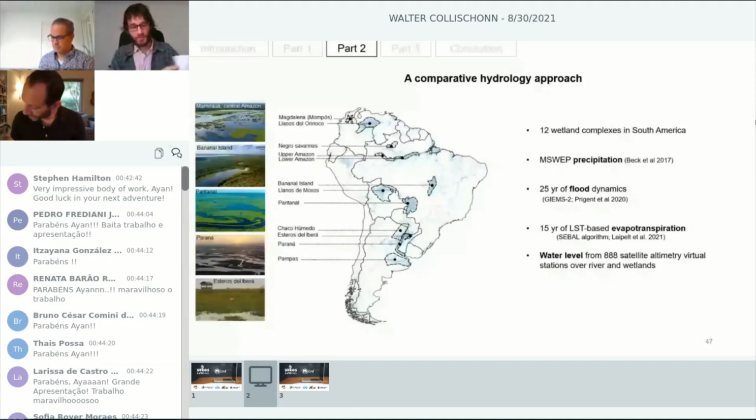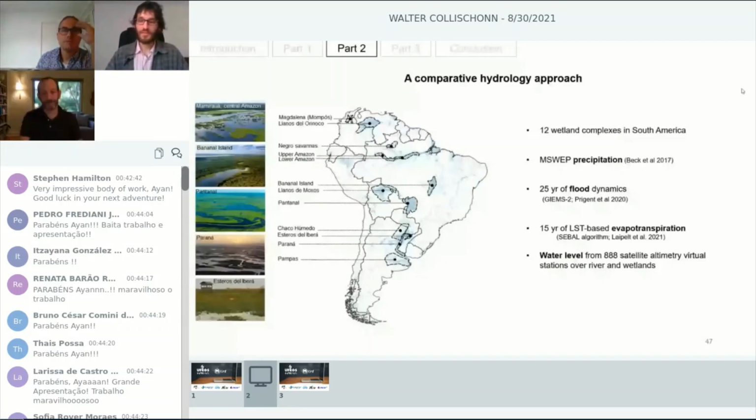So basically, we selected 12 large wetland complexes in the continent, which vary in latitude, vegetation type, soil type, and climate, and it covers the continent from north to south. And to study these wetlands, we performed a comparative hydrology approach, where we compared hydrological variables of precipitation, inundation, evapotranspiration, and water level. So we collected this data for all these wetlands, all of them based on remote sensing products, and tried to understand how the wetlands differ in terms of hydrological processes.